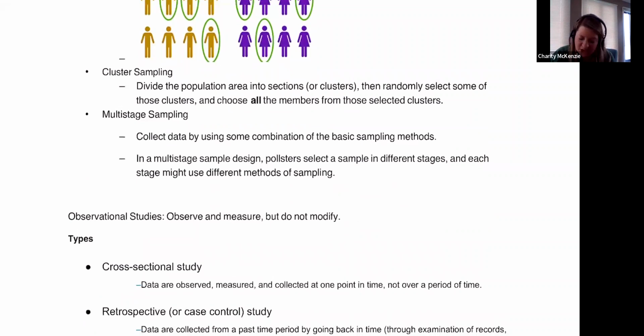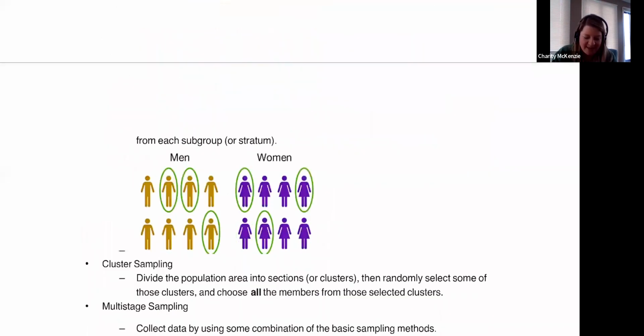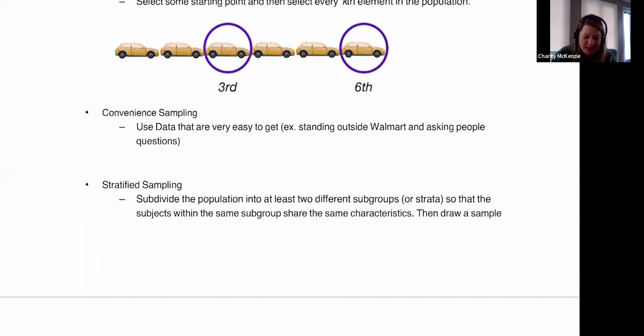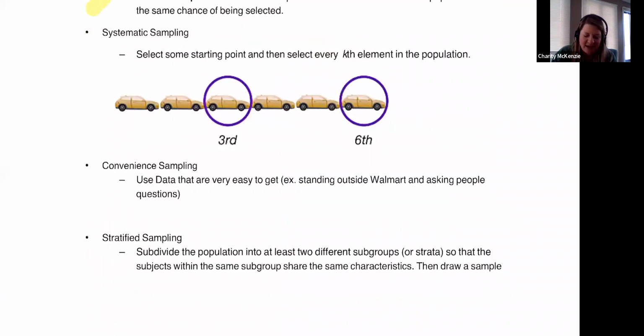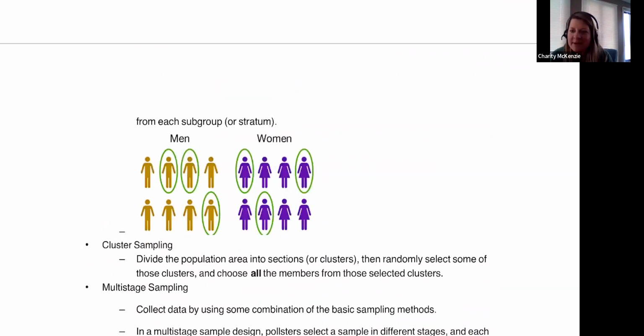Okay, multi-stage. You use a bunch of them. I could do 2, right? I could stratify them, and then I could do the systematic, like I could break them into men and women and then take every third one. So I'm doing a little bit of both.